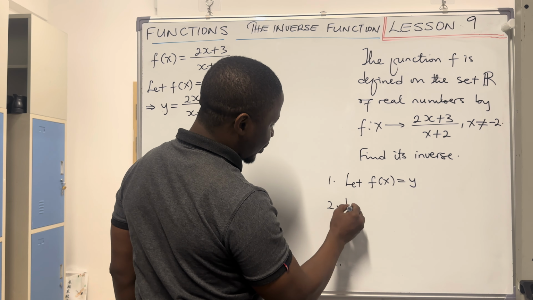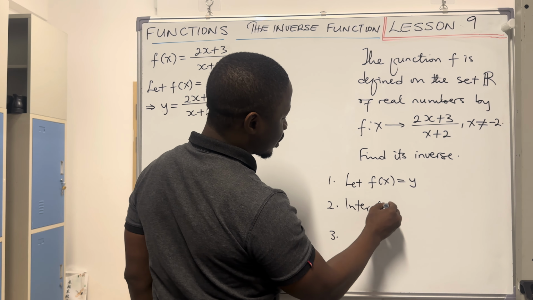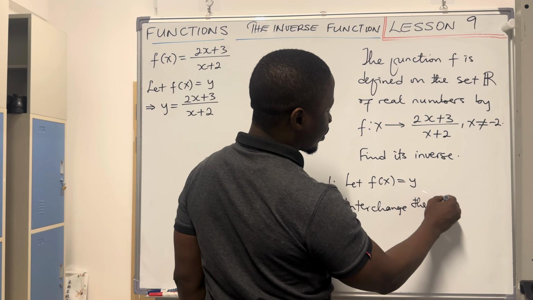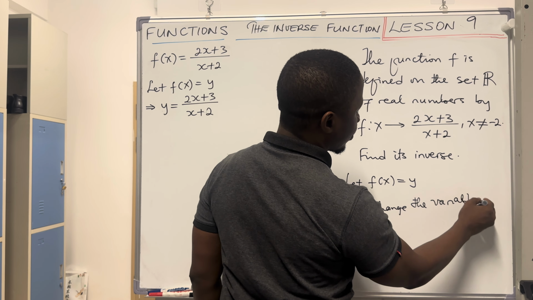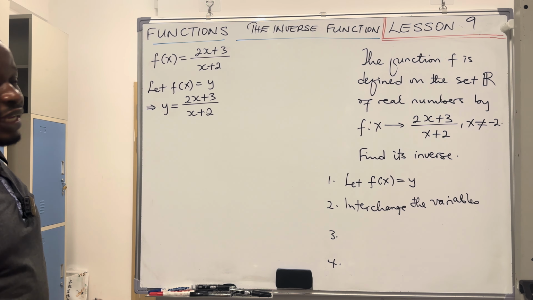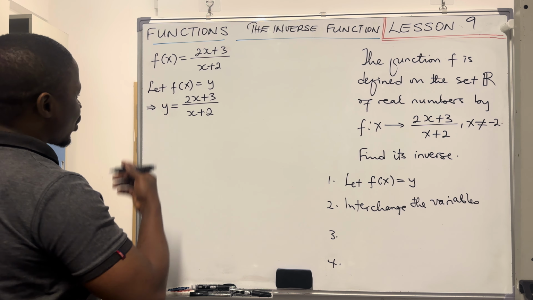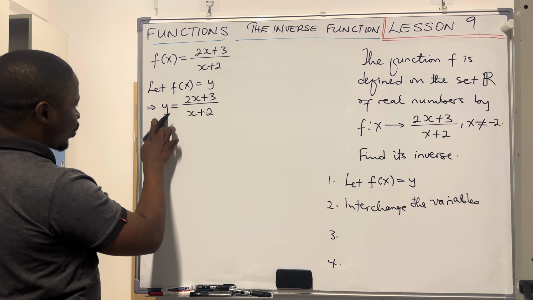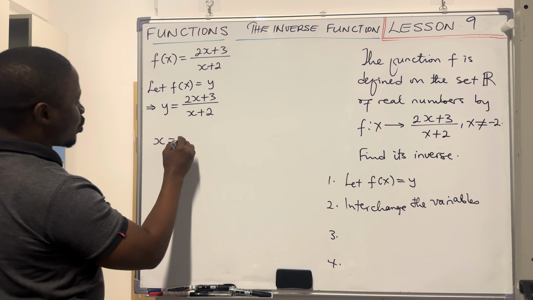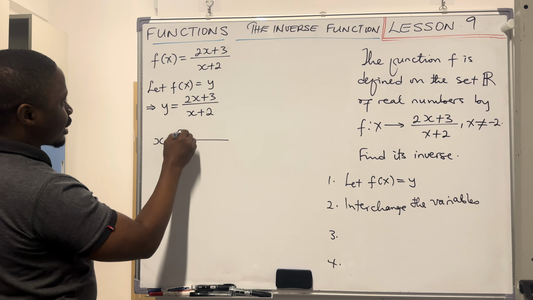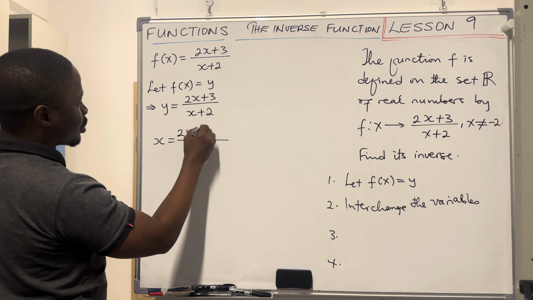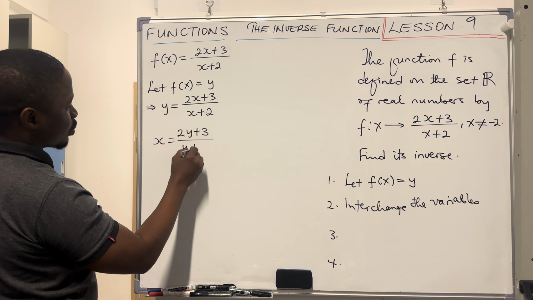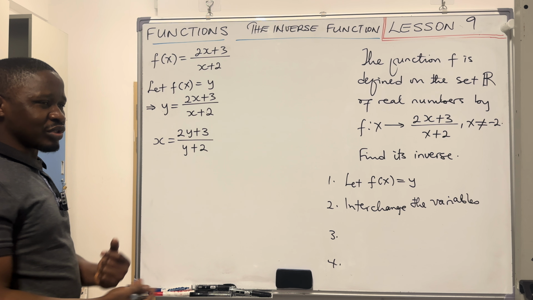The next step is to interchange the variables. When we see y, we write x. When we see x, we write y. So for this y, we say x equals 2 times y plus 3, and for this x, we say y plus 2. You see, we interchange the variables.